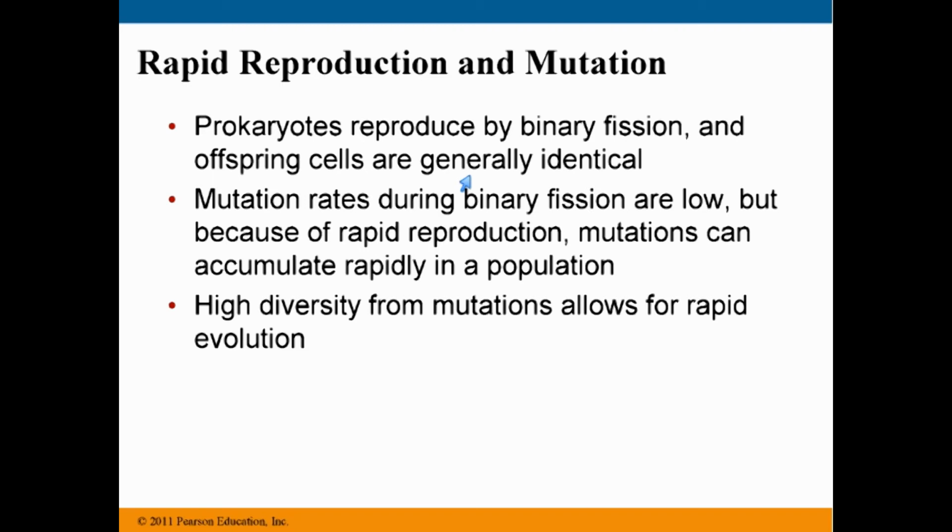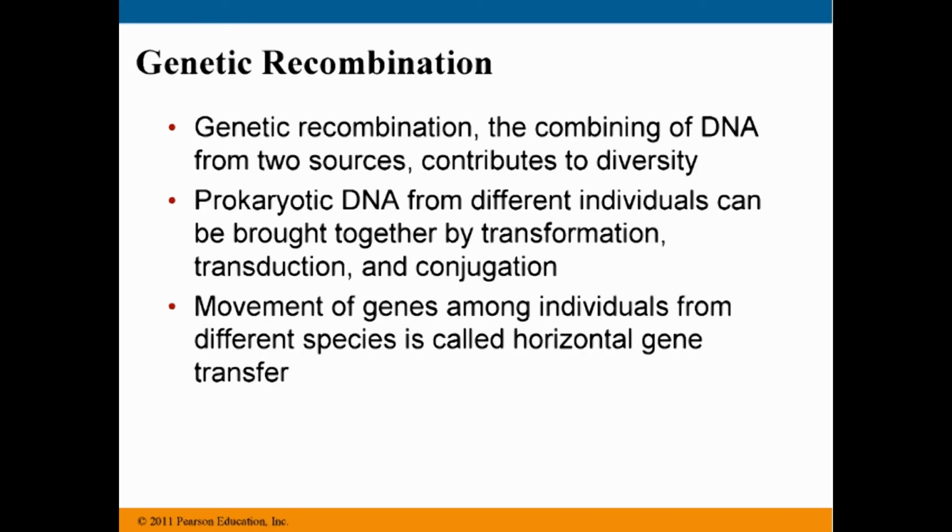Mutation rates are typically very low, but when you couple mutation rates with this rapid reproduction, then those mutations can accumulate fairly rapidly within a population. So over that span of 8 years, you can accumulate a lot of mutations. So the high diversity from mutation actually allows for that rapid evolution to take place. The genetic recombination, now this is when we have DNA and we combine that DNA from 2 sources. And the combining of the DNA is going to contribute to diversity.